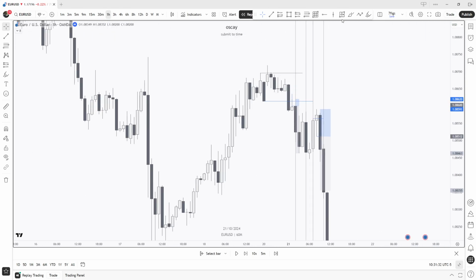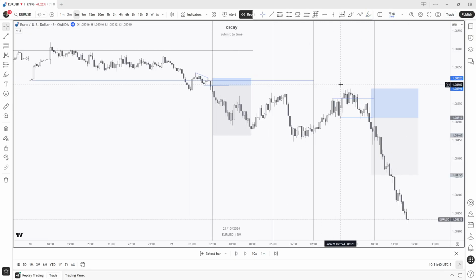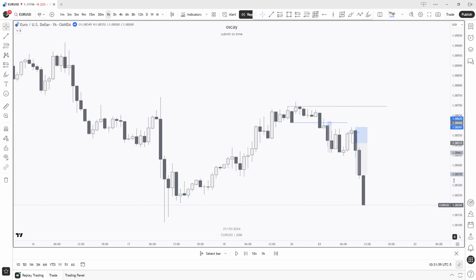You can see it right here. We have a sweep of this high, closure under here. We anticipate price to go down. We wait for our entry confirmation during our key times, and that's how simple it is. And if we zoom out to the daily, we can beautifully see how we have predicted the next daily candle with just a simple sweep and a simple H1 breaker pattern.